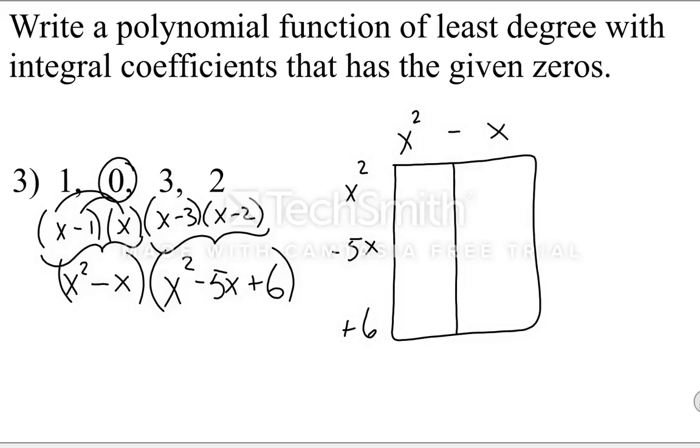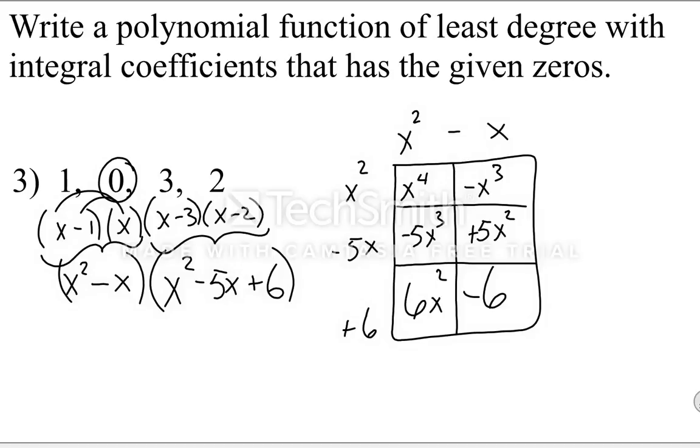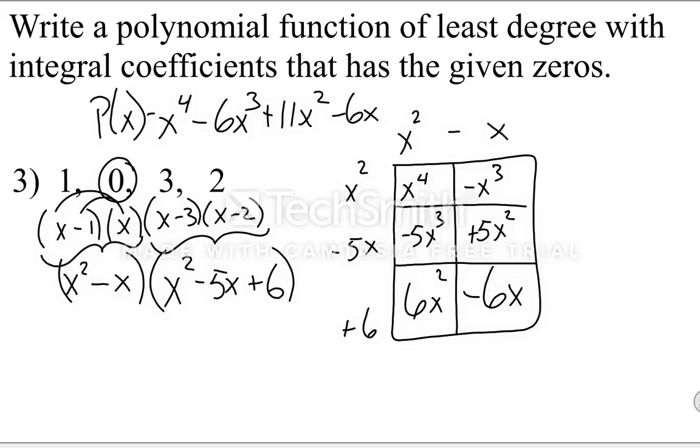Again, you have your 2x3 box. Now it's going to look different just because of the way I put it in. So this is going to be x to the 4. This is minus x to the third, minus 5x to the third. This is plus 5x squared plus 6x squared, 6x. I can now just take the terms out of the box. So x to the 4 minus 6x to the third plus 11x squared minus 6x. And of course, p of x is going to equal all that.